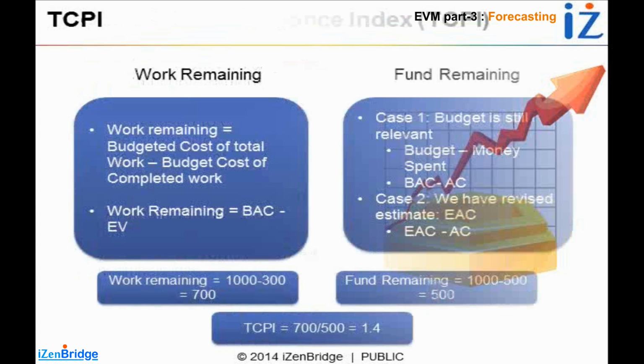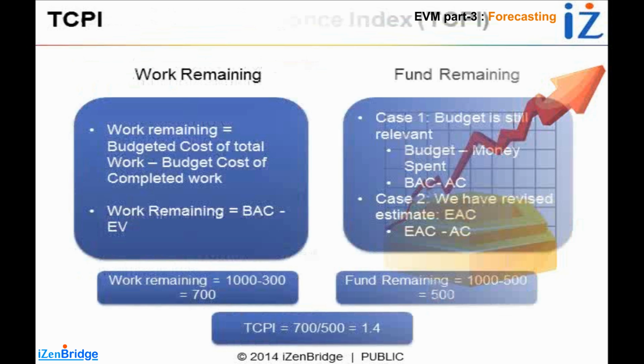So earned value is always showing me the budgeted cost of the completed work. BAC is showing the total budget, so work remaining is equal to BAC minus EV. Now fund remaining is a bit situation based, and sometimes it confuses the test taker. The first situation is your current budget is still relevant. You believe you can achieve the BAC.